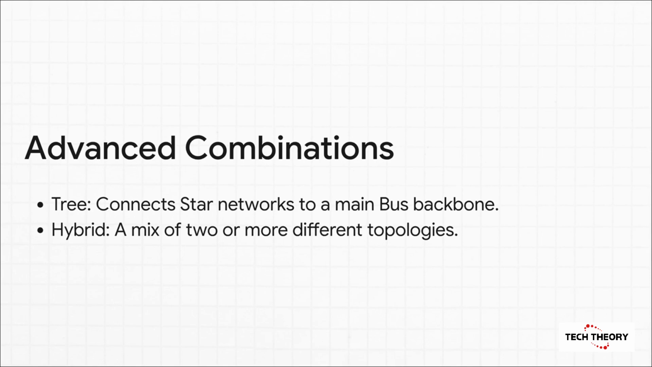A tree topology, for example, connects a bunch of star networks together along a main bus backbone. It's perfect for a big university campus. And a hybrid topology is exactly what it sounds like. You take two or more of these designs and combine them to get the best of all worlds.